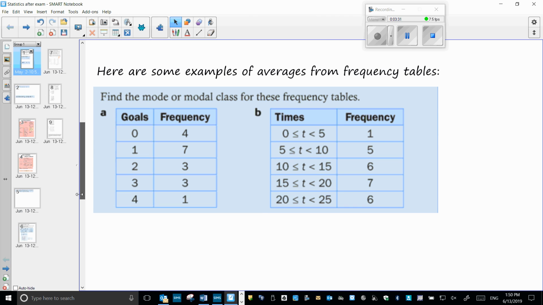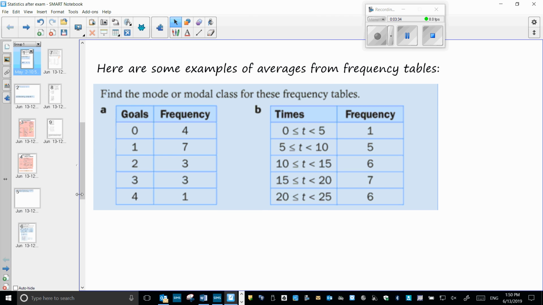Now, when it comes to frequency tables, that's where people start getting confused. If we were trying to find the mode or the modal class, these two things are looking for essentially the same thing. For this question here, we would be finding the mode. For this question here, we would be finding the modal class. The only reason it would be called a modal class is because this is a range of values. So if you see modal class, don't freak out, you're still doing the same thing. It's just called a modal class because there's a range of data values.